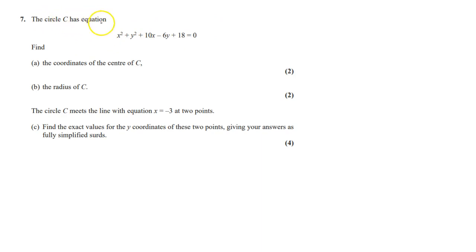A circle has this equation, find the coordinates of the center and the radius. So let me rearrange it. I write it x square plus 10x plus y square minus 6y plus 18 is equal to 0. This is 10, so half of 10 is 5. So I add 5 square here and I subtract 5 square here.